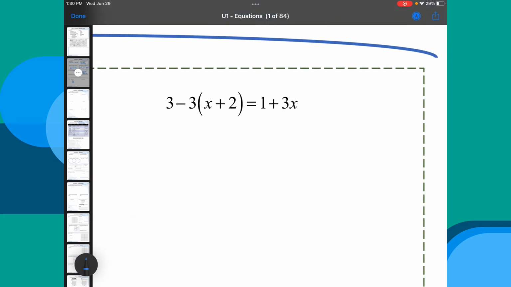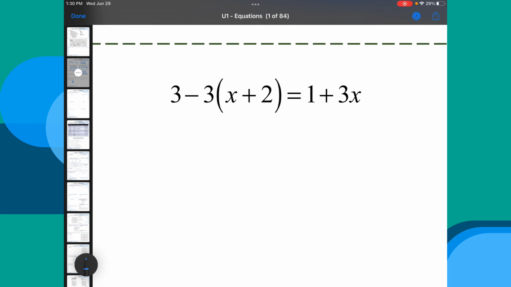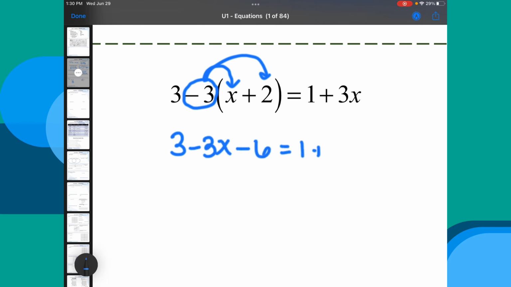In this example, there's a little bit more going on. We have parentheses, so we would first start by distributing. And when you distribute, you distribute the number and that number's sign into the parentheses. So we get 3 minus 3x minus 6 is equal to 1 plus 3x. Then I'm going to combine my like terms. So I have some whole numbers here, 3 and -6. That gives us -3.